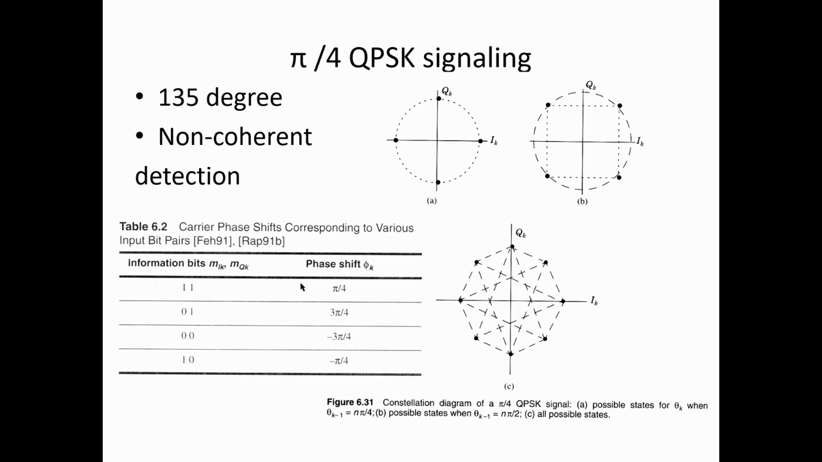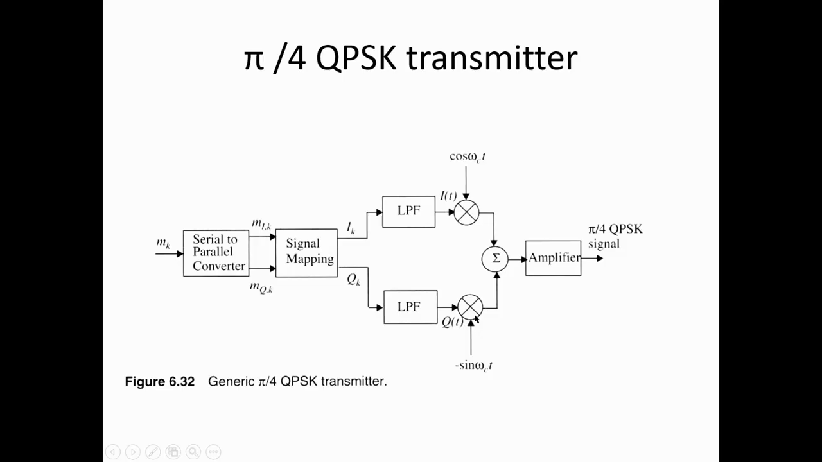It is used as a non-coherent detection. There is no carrier signal information recovered at the receiver end. And then for the in phase and quadrature phase components, if it is 1 1, then we have pi by 4, and then 1 0 with respect to 3 pi by 4. Similarly, 0 0 is minus 3 pi by 4. These are the phase shifts. So this is the constellation diagram which we use in the pi by 4 QPSK signal.